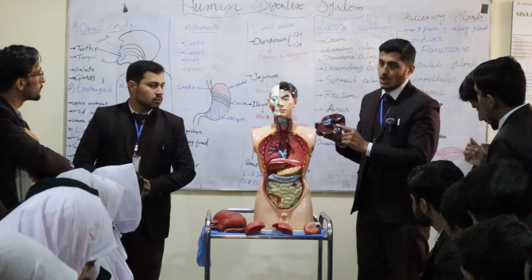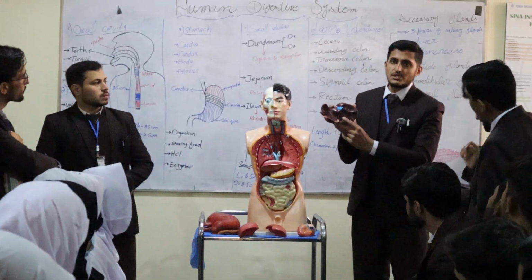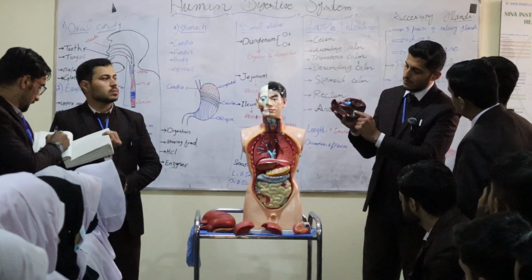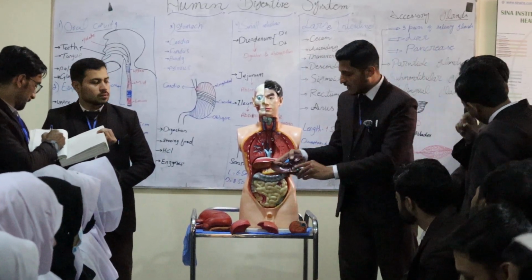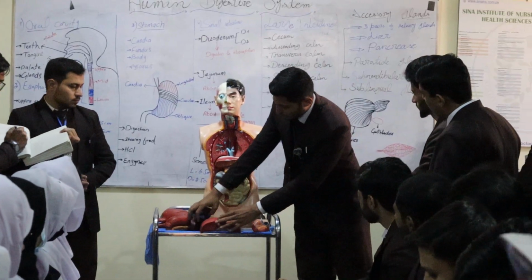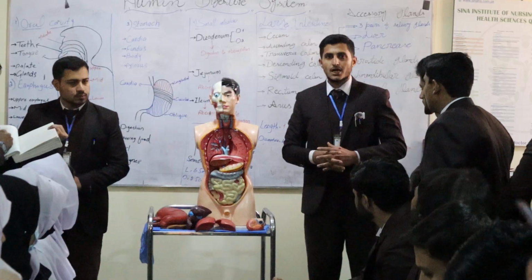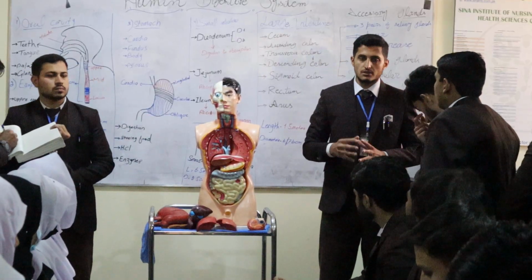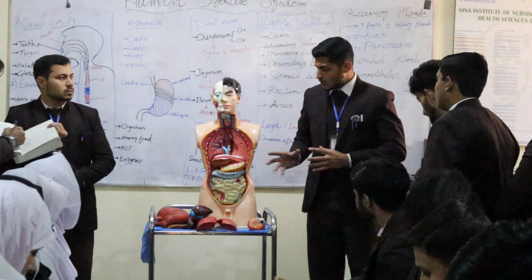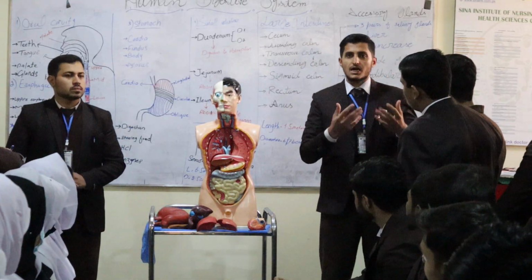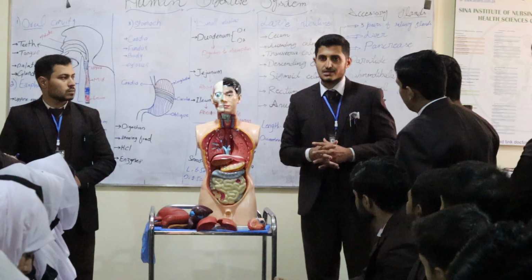Then we have the gallbladder. The gallbladder is present on the posterior surface area of the liver. The function of the gallbladder is to store the bile and secrete this bile toward the duodenum and the pancreas. When the liver produces the bile, this bile moves toward the gallbladder with the help of several ducts.